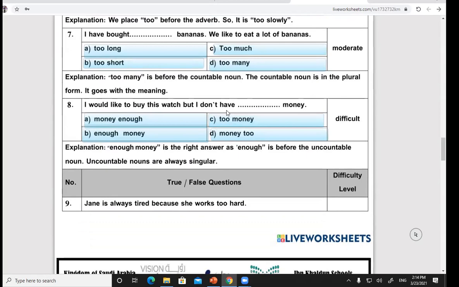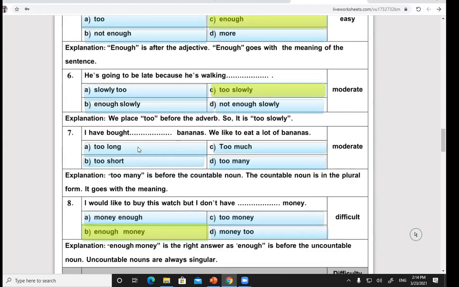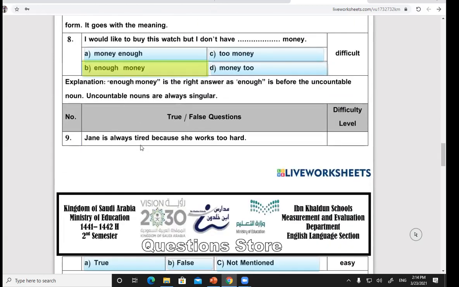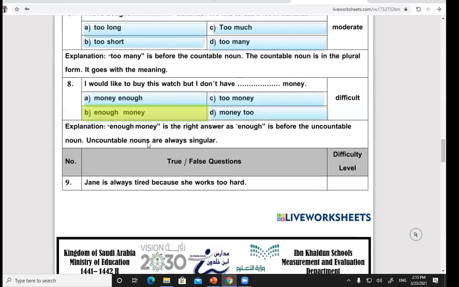Number 7. I'm sorry, I haven't bought bananas. We like to eat a lot of bananas. Too many, not too many. Where is too many? Too many. Wait a minute. I would like to buy this banana. I don't have enough money. Here is enough money. Enough money. Yes. Really?